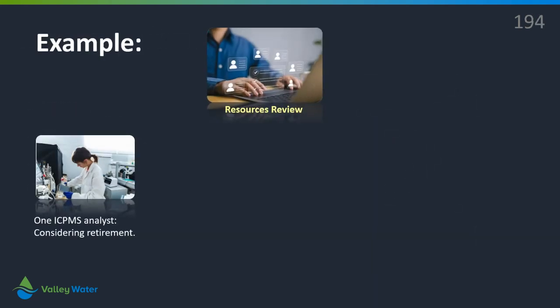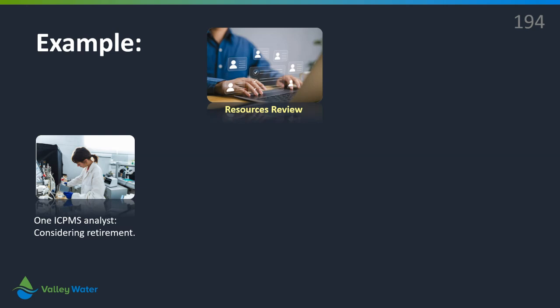Let's look at another example. Standard requirements call for performing a review of resources, and as Mohan called it earlier in his presentation, adequacy of resources. Let's say the review highlights dependency of the lab on a single ICP-MS analyst who is considering retiring. Typically, labs have a plan to address these types of changes. But where is this plan documented? Is it discussed in management review or elsewhere?